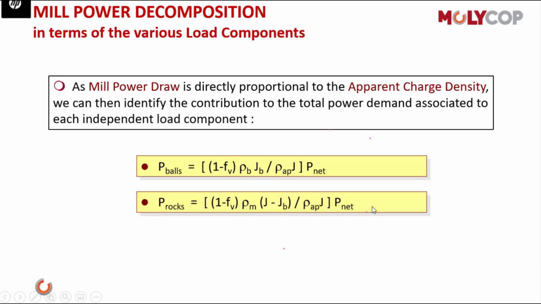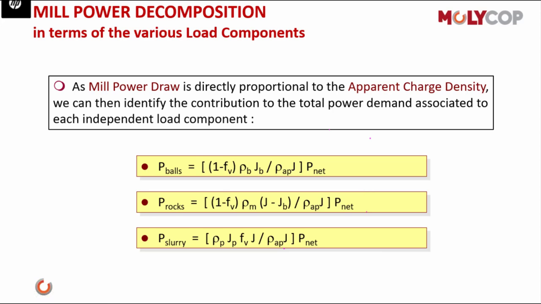Another component is the power produced by the rocks, and this is related to rho sub m, the density of the rocks, which is usually between 2.7 and 2.8, and to the difference between the total charge and the ball filling. This fraction is going to be the power produced by the rocks. And the third one is the power produced by the slurry. This is the fraction of slurry in the charge, related to rho sub P, the density of the slurry, and J sub P, the fraction of slurry in the total charge.